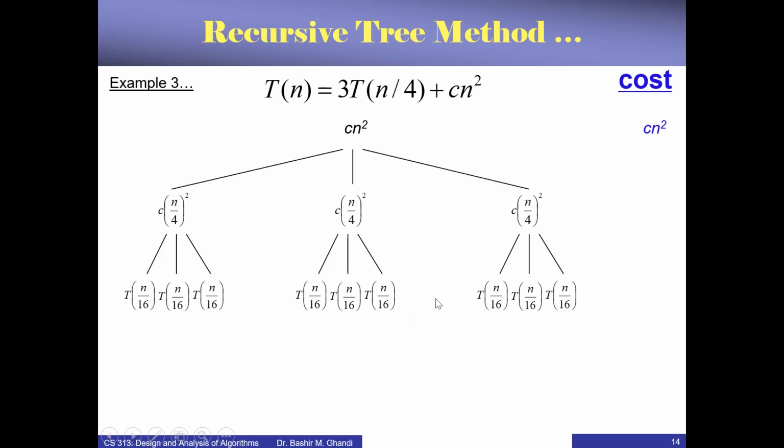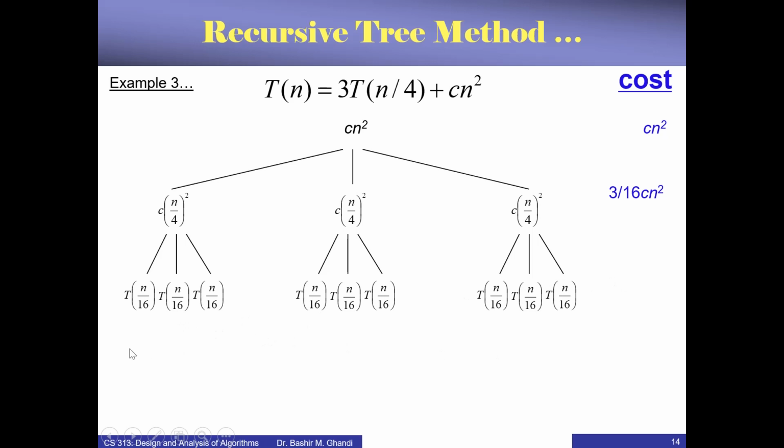We're going to do it, let's say, one more time, just so that we are sure what is happening. We will talk about the cost in a moment. But the cost actually is very easy to see, because, for example, here the cost is cn². What can you say is the cost of this second level here? It's going to be 3 times c(n/4) all squared. Okay, so this is the cost of this second level.